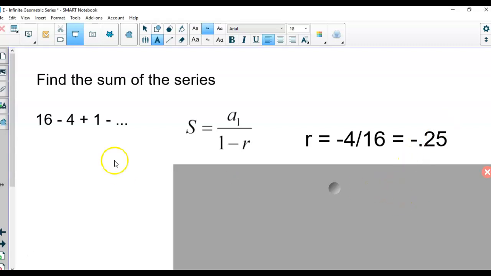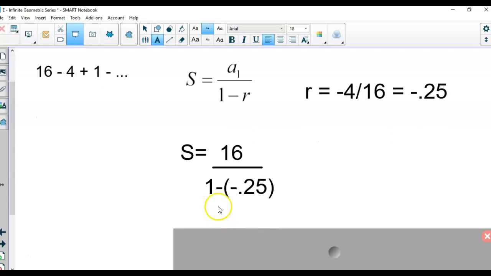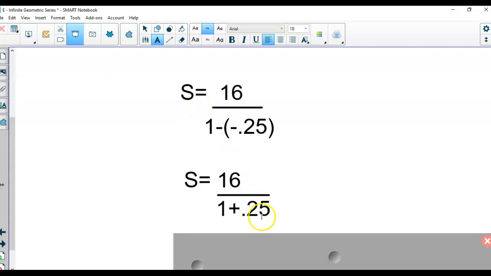Okay, now we're going to plug in our first term into A sub 1, and we're going to plug in our rate into R. Now be careful here because we have 1 minus R, and R is also negative. So I wrote it just like this. Whenever I plug in negatives, I always like to put my parentheses there so I don't make simple mistakes. And so I have 16 over 1 minus a -0.25. 2 negatives then give me a positive. So I rewrote it as 16 over 1 plus 0.25.